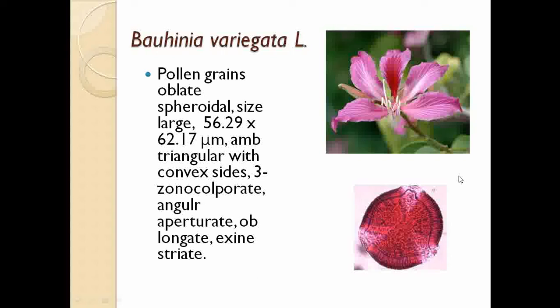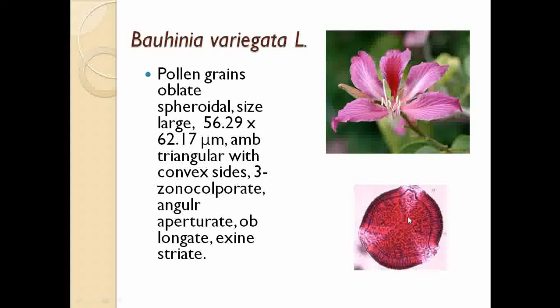Then our next example, after performing the acetolysis of pollen grains of Begonia variegata, here we are going to observe the structure of the pollen grain. See that the pollen grain is not actually circular, it is triangular. See here the shape of the pollen grain, we call it oblate spheroidal, and the size of the pollen grain is 56 into 62 micrometer.